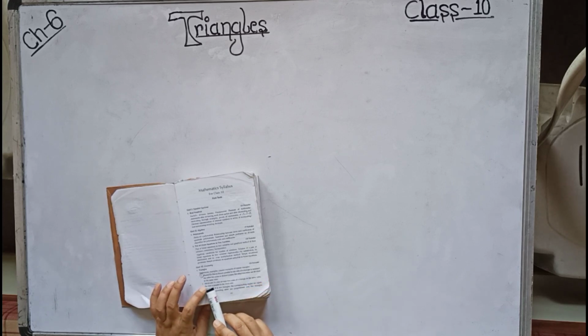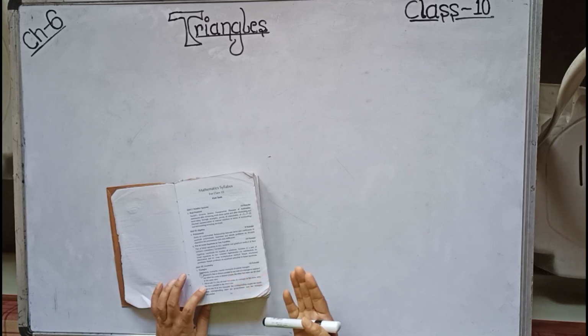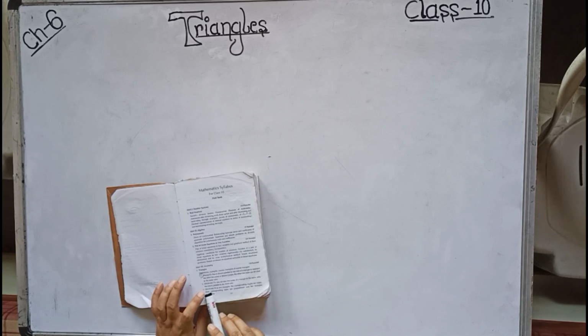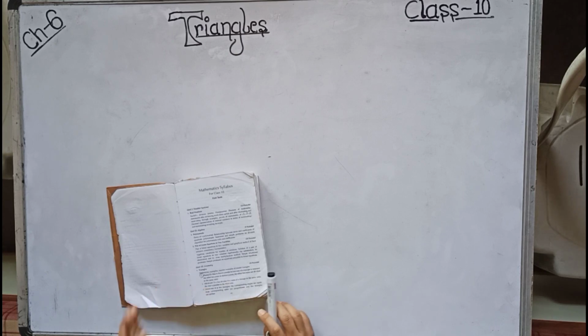Now number 2, motivate. Motivate means we have to understand it and its use can come. Motivate is: if a line divides 2 sides of a triangle in the same ratio, the line is parallel to the third side. Now it is the converse of the BPT theorem. I will be proving it also, but it's motivate, so its proof may not come.